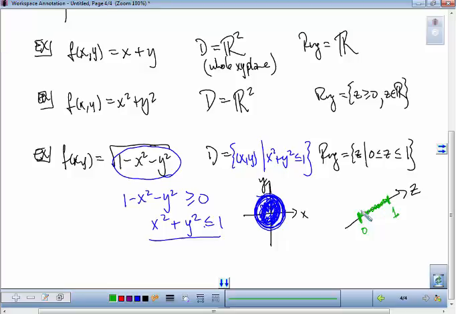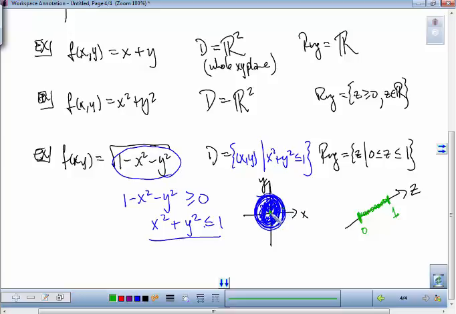Sometimes it's just a matter of trying to plug in some values. Your domain is a finite, restricted domain now. If you take a look at values that are on the circle, x squared plus y squared is equal to 1. If x squared plus y squared is equal to 1, that would make this 1 minus 1, which is 0.